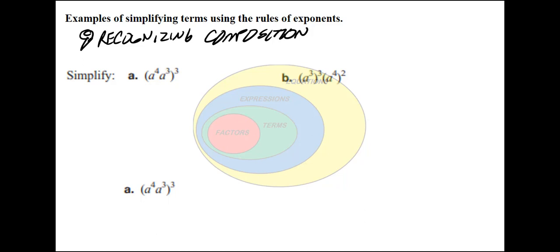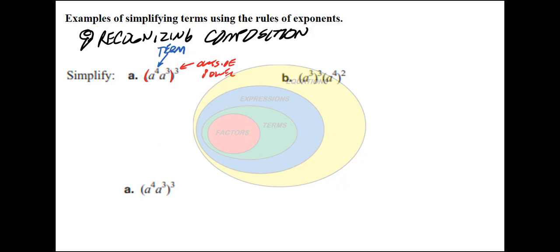So look at problem A, and we'll break its composition down. This is just one term. We notice the parentheses here and the outside power. So it looks like inside we have one single term to a power. The property tells us to apply the outside power of 3 to every factor in the term.